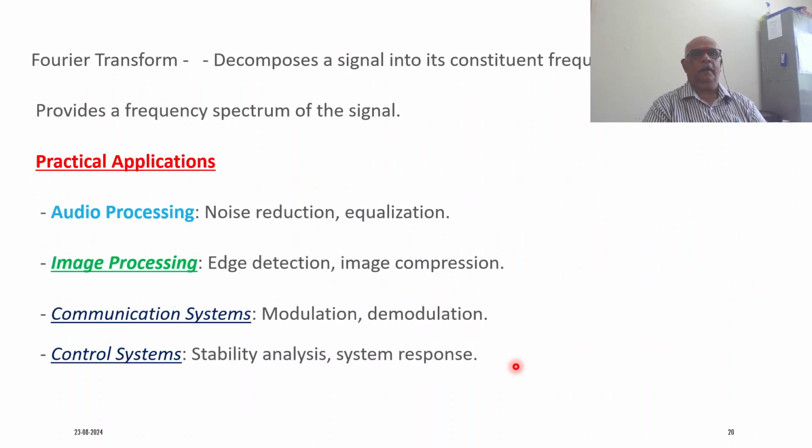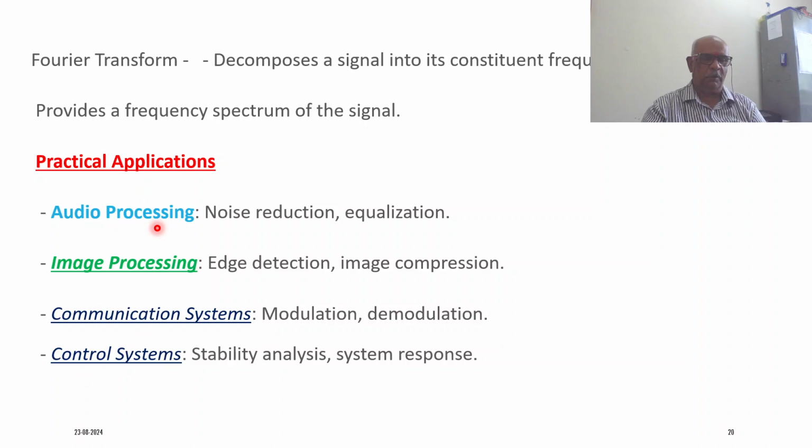For example, the Fourier transform decomposes a signal into constant frequencies. What that means, we will be talking about shortly. It provides the frequency spectrum for a signal, that is, what the different frequencies are that are available in that signal. The practical applications include audio processing and image processing. That's what we will be talking about in some depth.